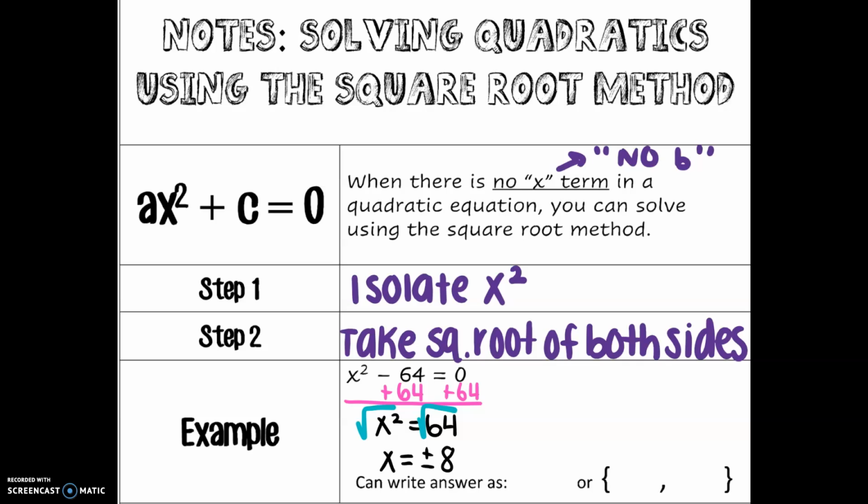Now, there are two different ways that you can write your answers. You can write that x equals positive or negative 8, or you can list them in set builder's notation, and remember that means that we use brackets and we put the solutions in order from least to greatest.